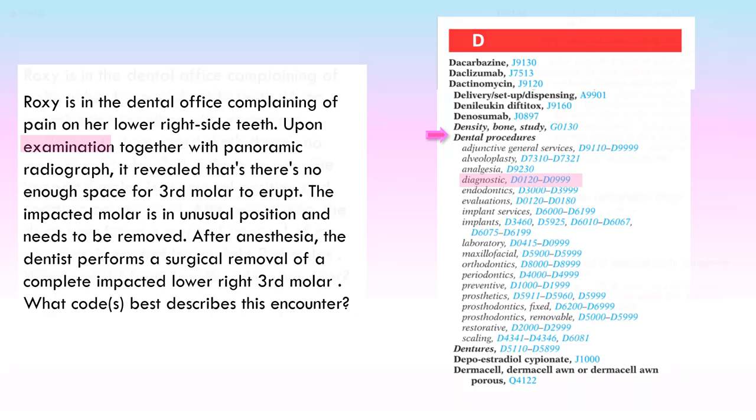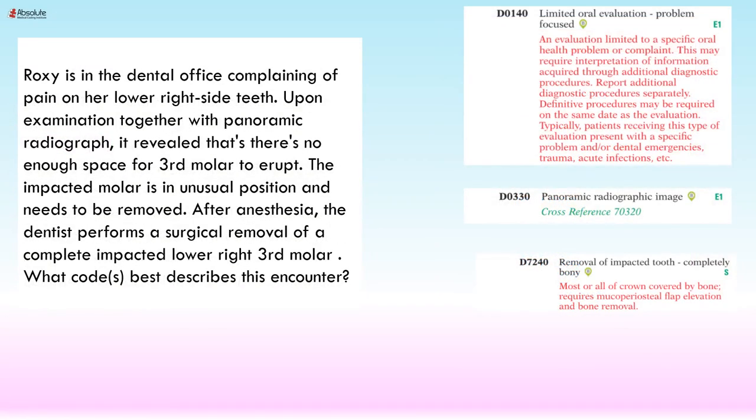D0999. Okay, so here in the tabular list, we're going to sort out all of the procedures that are performed during this encounter. First, we have the examination. Examination usually means evaluation. So what type of evaluation? Well, this is actually a limited or problem-focused oral evaluation, because the definition for this code is an evaluation limited to a specific oral health problem or complaint. We can verify that because Roxy is in the dental office today complaining of pain on her lower right side teeth. Okay, so do you agree with that, coders? All right, if so, then our evaluation code is D0140.